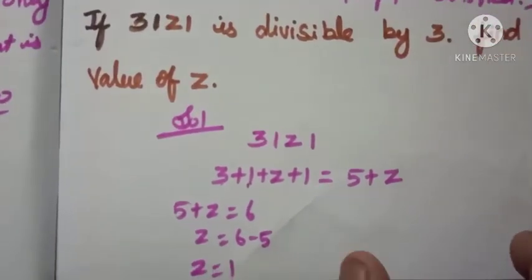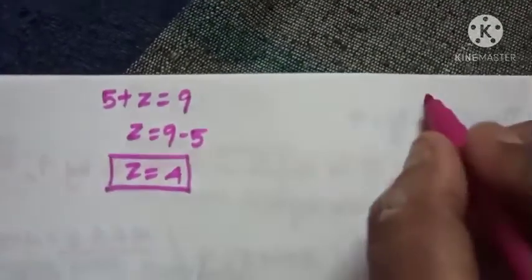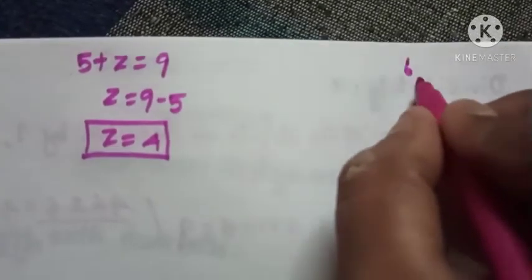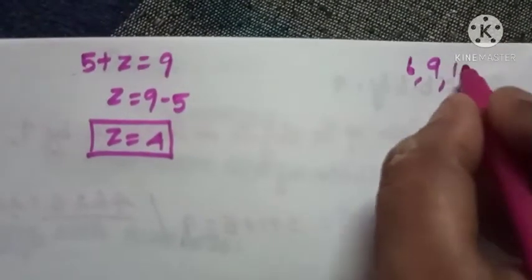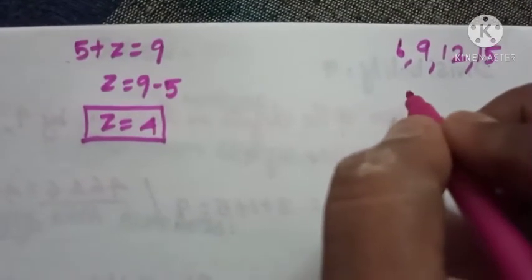And the second possibility is we take 9. So 5 plus Z equal to 9, Z equal to 9 minus 5, Z equal to 4. So another possibility: the numbers are 6, then 9, the next one is 12, and the next one is 15. So these are the multiples of 3.